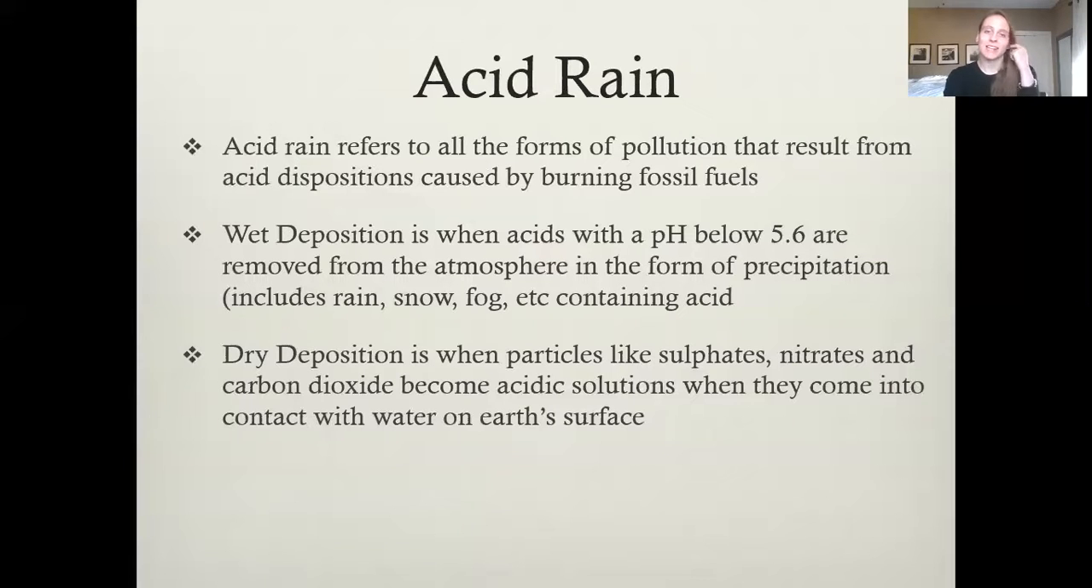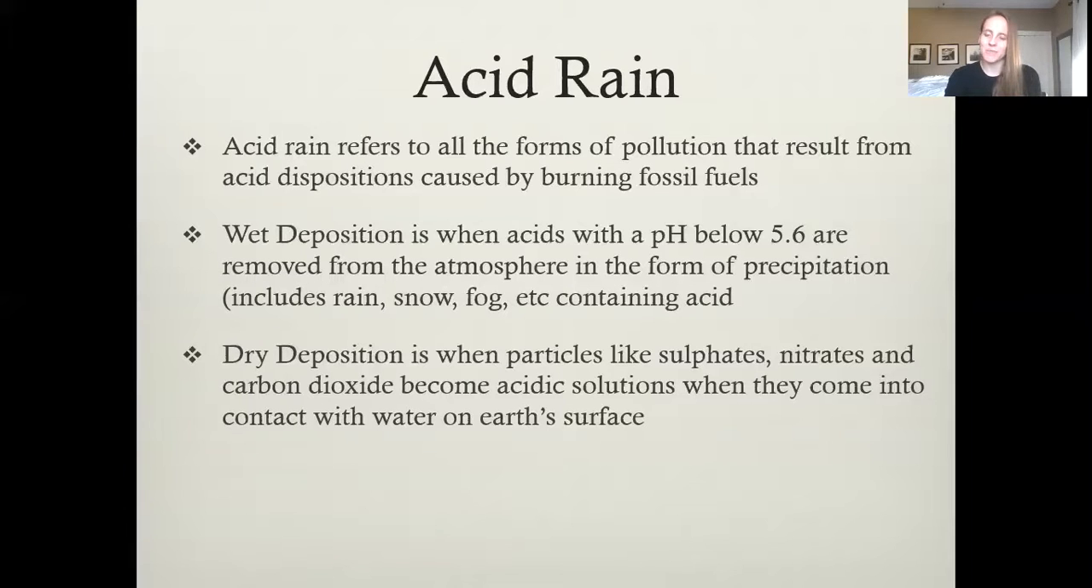So acid rain is any type of precipitation caused by the burning of fossil fuels. It can be either wet or dry. Wet deposition is when you have acids with a pH below 5.6 falling to the ground as precipitation. That could be rain, snow, fog, etc.